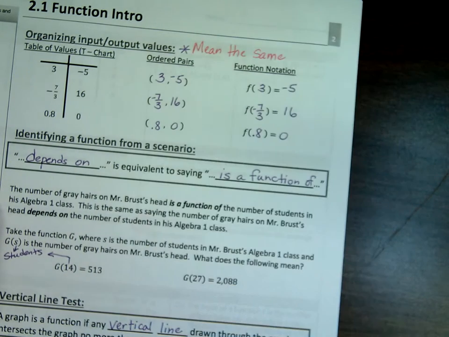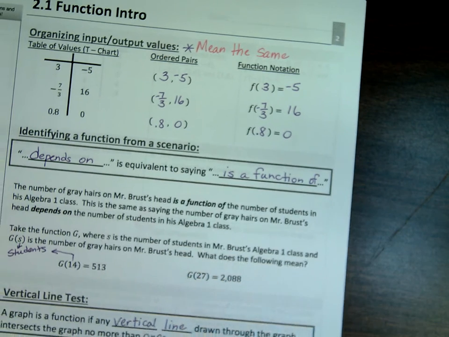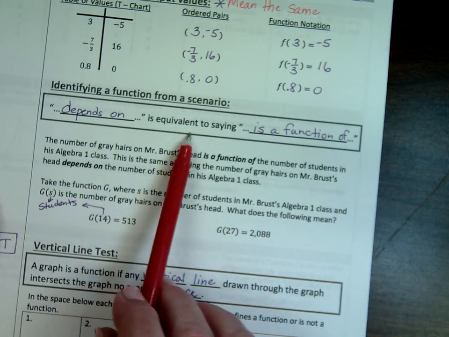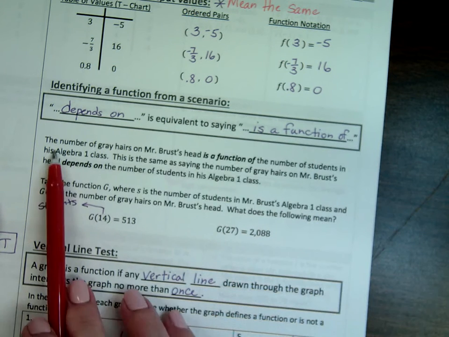It's just 3 different ways of writing it. So you've got a choice in the matter on that. For the next thing he was trying to put into words, depends on is equivalent to saying is a function of. And so he decided to give you an example here.